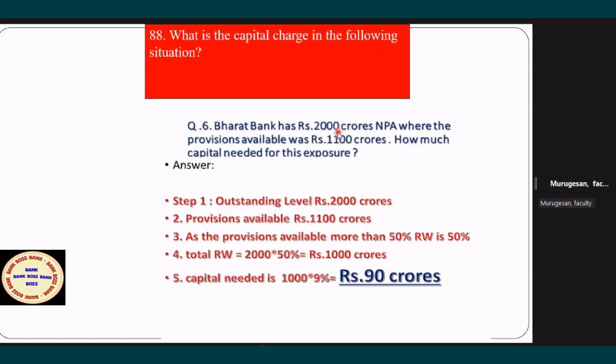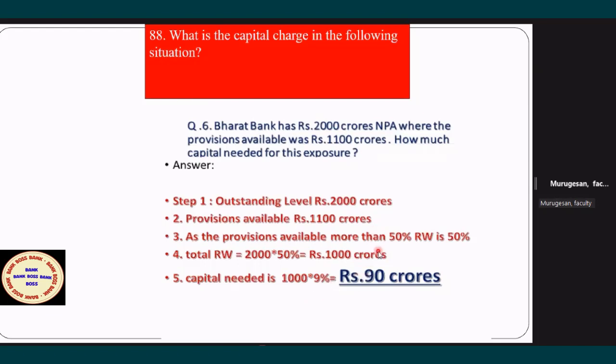So the provision available becomes 55%. When it is 55%, the risk weight assigned will be 50% only. You remember the rule. I will give the chart at the end. If the provision available in an NPA is 50 and above, the risk weight assigned will be 50%. So 50% of 2,000 means 1,000, and 9% of that means 90 crore is the capital needed.